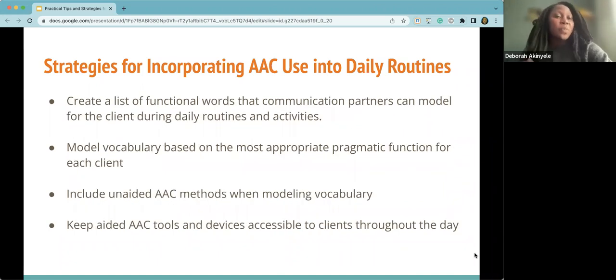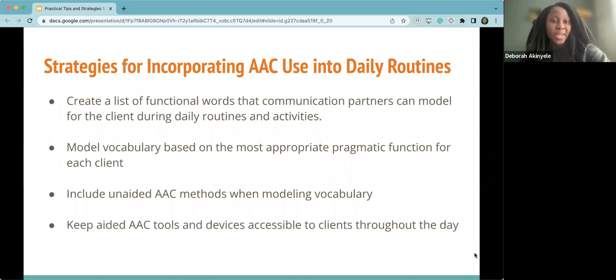So, creating a list of functional words that communication partners can model for the client during daily routines and activities is a really good strategy for supporting teachers and caregivers who just may not have the time to think about communication opportunities or to think about the vocabulary that is associated with communication opportunities. And so if we're thinking back to the example of family meal times or maybe community outings, being able to say, well, here's a list of words that you might use, or here's a list of vocabulary that you might encounter when you go to the park.